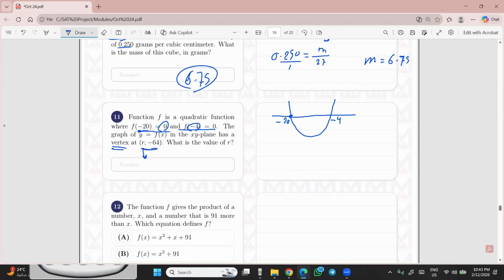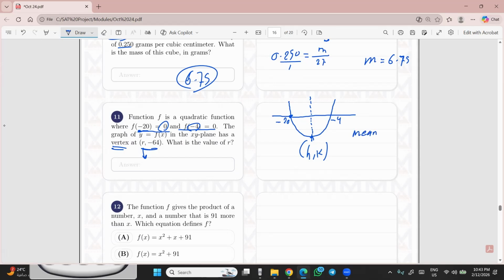The vertex is always here. And h, the vertex is h and k. H lies between these 2 points in the middle. I mean, if you pass a line here through the graph, this line of symmetry is exactly equidistant from the 2 points. I mean, if you want to get h, use the average or the mean formula.